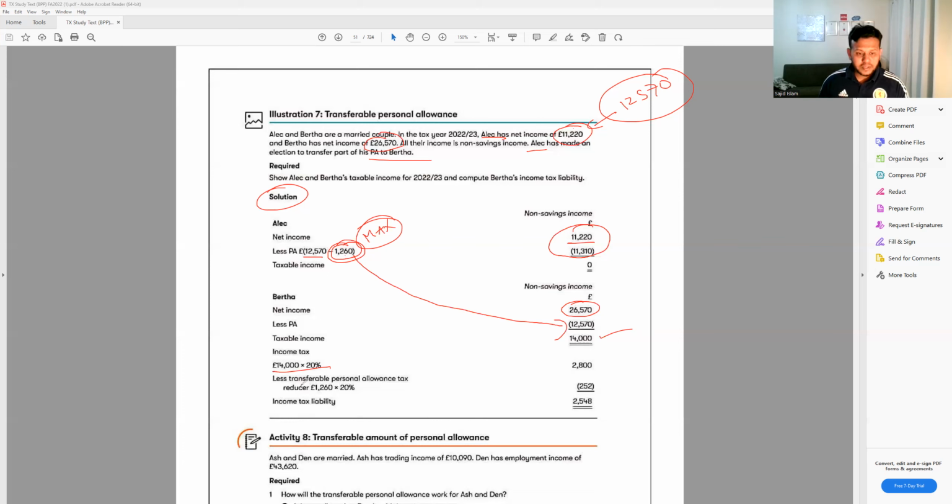Now, on the transferable personal allowance, the tax will reduce by 20%. So you see this transfer coming from here, and 20% tax on that 1260 is 252, which will be reduced. So he doesn't have to pay 2,800 tax. He can pay only 2,548, because 252 will be reduced every year.